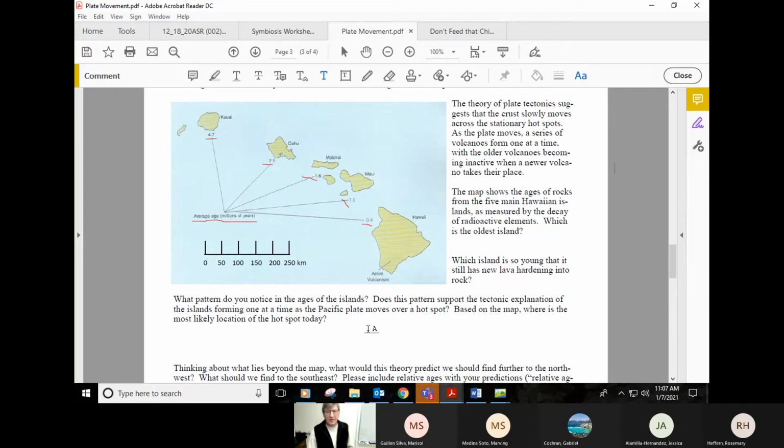And the last part of that question, it looks like you have 3 questions to answer here. Based on the map, where is the most likely location of the hotspot today?